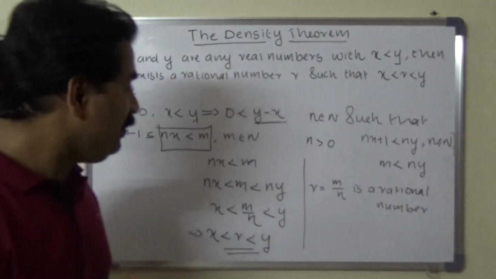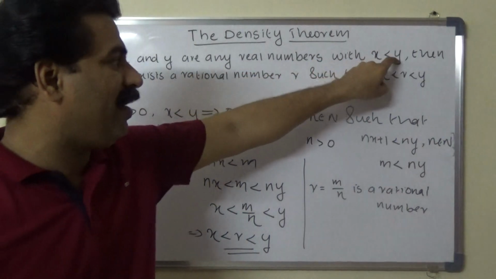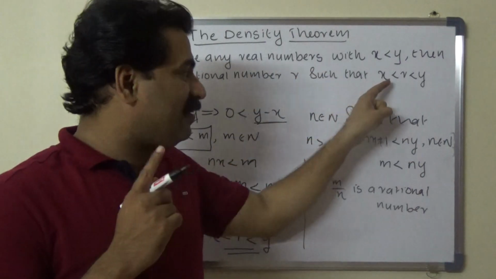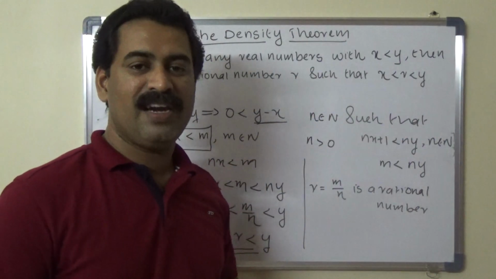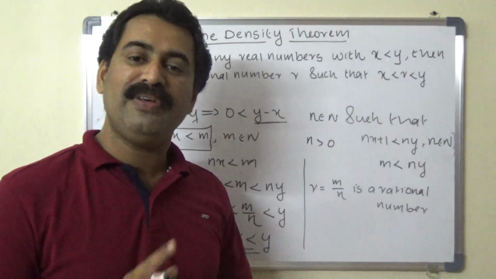That means if x and y are any real numbers with x less than y, then there exists a rational number r such that x is less than r and r is less than y. That means r lies between x and y.